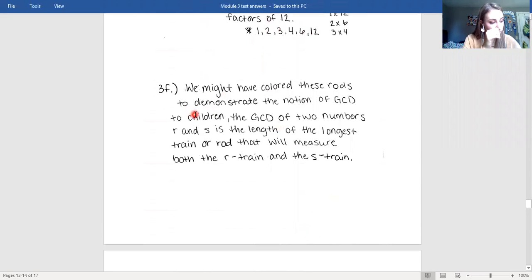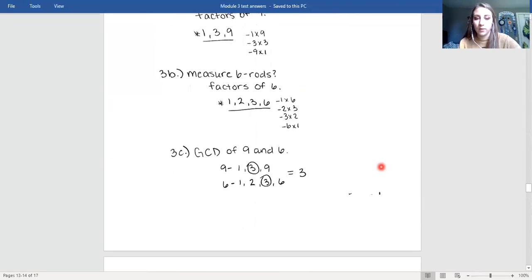Okay, then the last question says, briefly describe how you might use these color rods to demonstrate the notion of greatest common divisor, or GCD, to children. We might use these colored rods to demonstrate the notion of GCD to children. The greatest common divisor of two numbers R and S is the length of the longest train or rod that will measure both the R train and the S train. So it was finding the greatest common divisor of both, putting them together and seeing which one had the biggest number, which we found was 3.